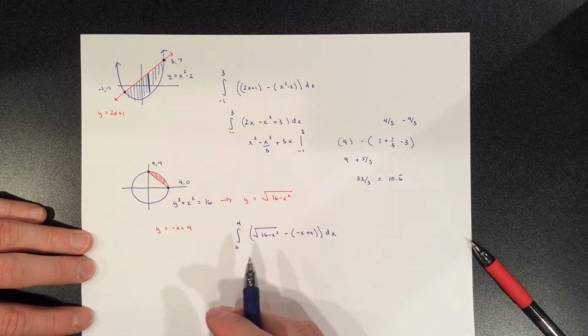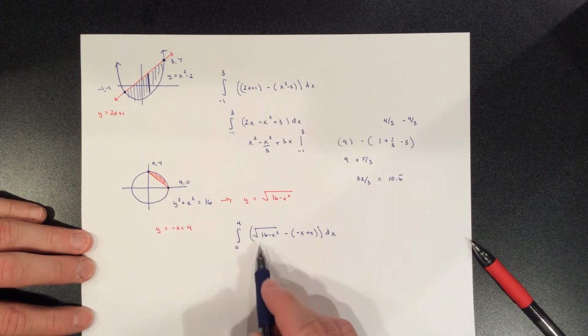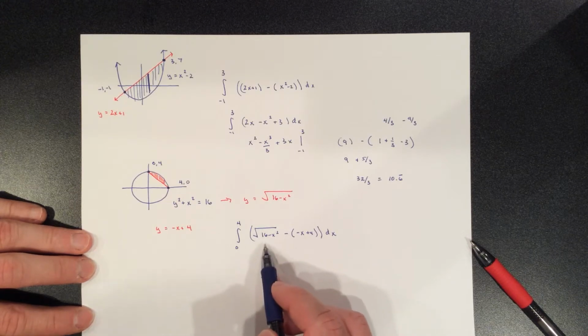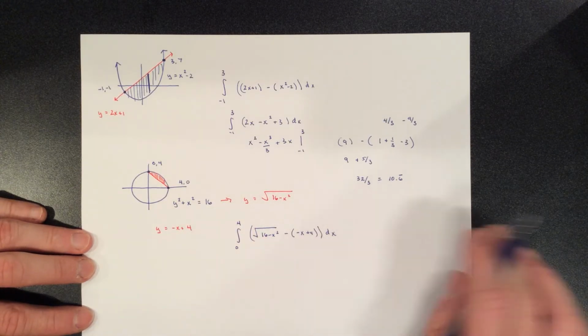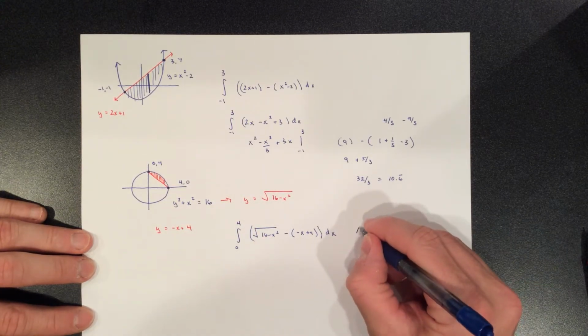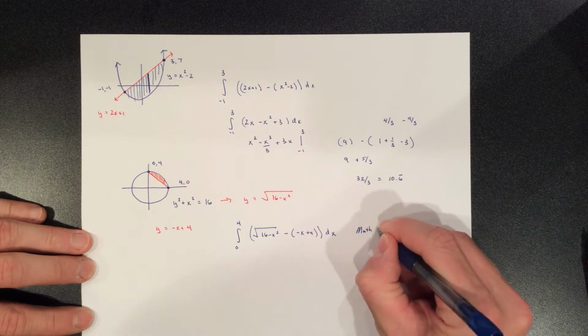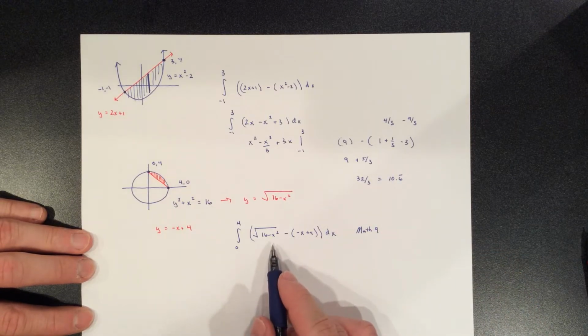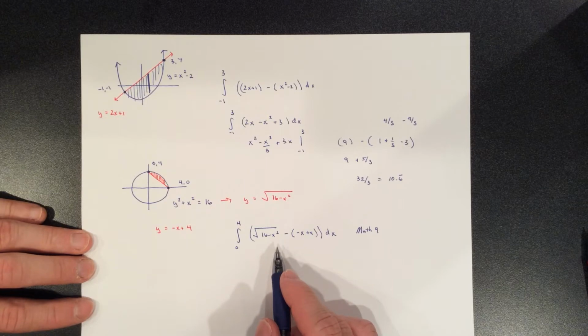If you get to BC, you can probably do this integral, but it's going to take you some time. It's not going to be worth it. You're okay. You're just going to use your calculator. I'm just going to remind you, go ahead and hit Math 9 and tell the calculator to do this for you. And when you tell the calculator to do this for you, it's going to give you an answer.